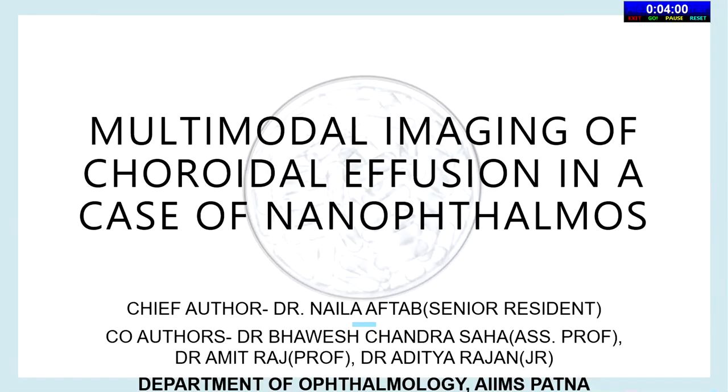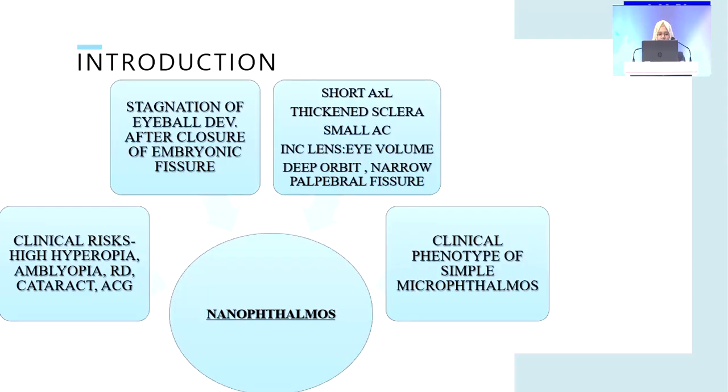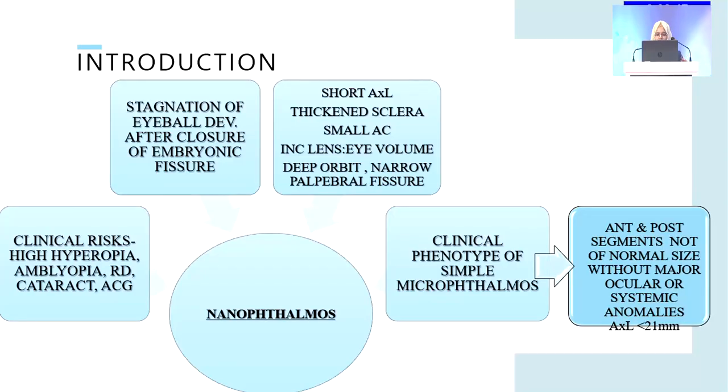Good morning, all. I shall talk about multimodal imaging of choroidal effusion in a case of nanophthalmos. To introduce, nanophthalmos is one of the clinical phenotypes of simple microphthalmos. That is, there is a shortening of the anterior segment and posterior segment, along with a cutoff of less than 21 mm of axial length. So there is a stagnation of development of the eyeball after the closure of the embryonic fissure. Hence, these patients don't have any ocular abnormality and systemic anomalies.